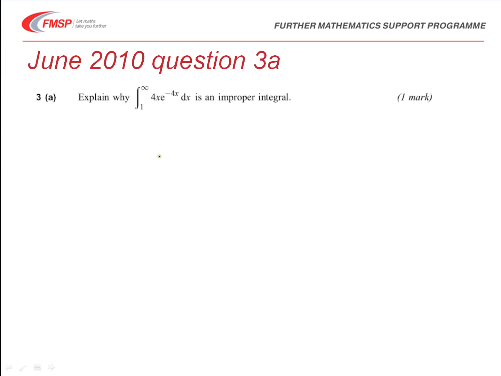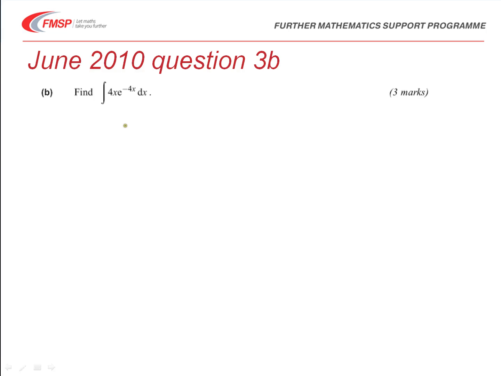Well, first part, stating why this is an improper integral, we can see straight away that the top limit of the integration is from 1 to infinity. So the interval that we're required to integrate over is infinite. Okay, so immediately that's the case of one of our definitions of it being an improper integral. And that's all you need to state in order to get 1 mark associated with that part of the question.